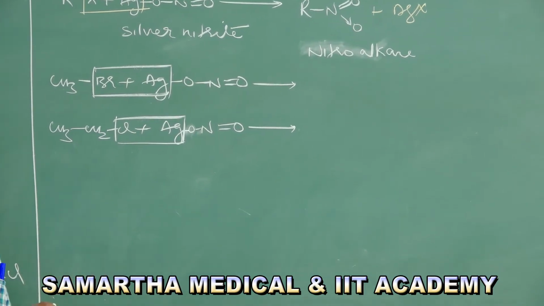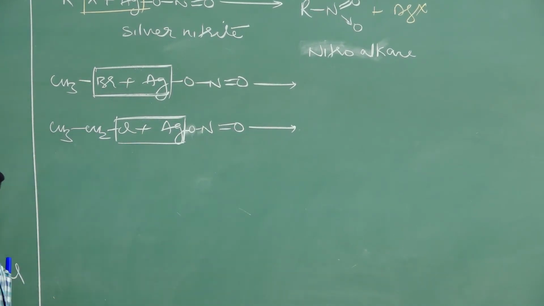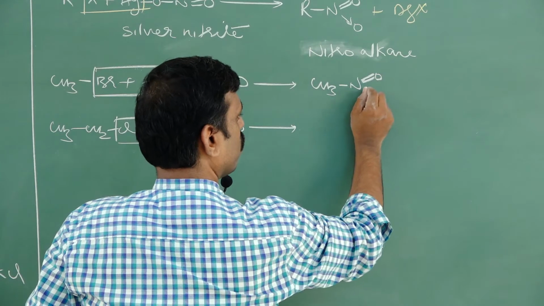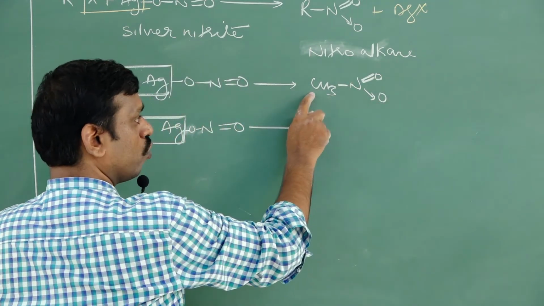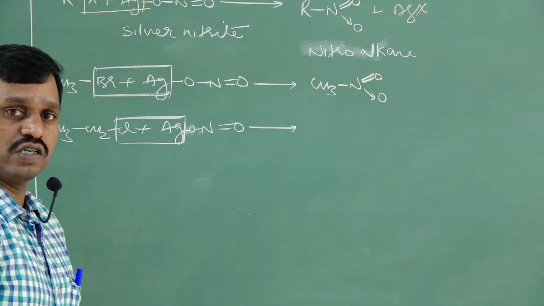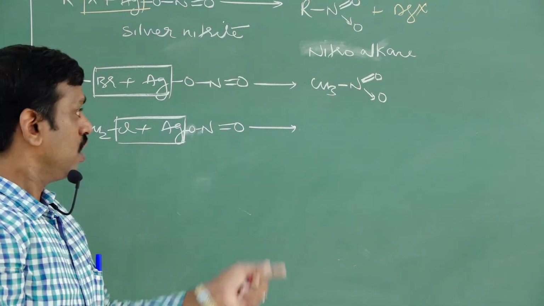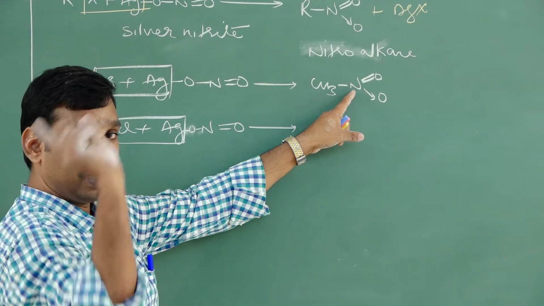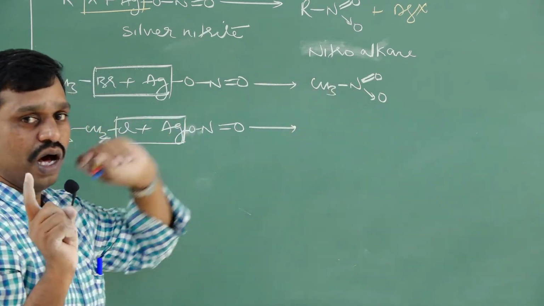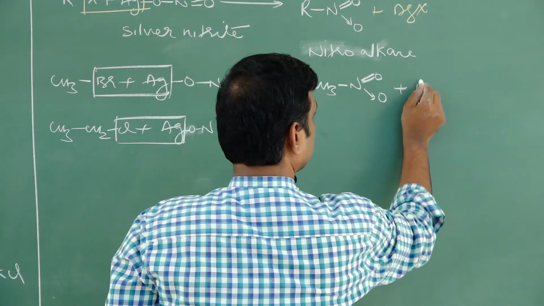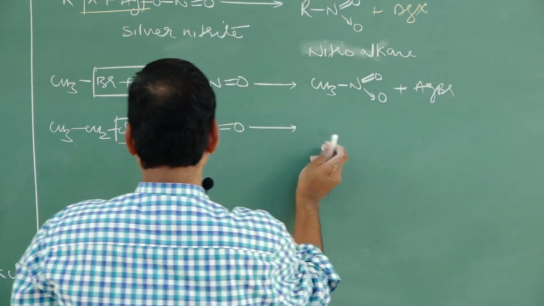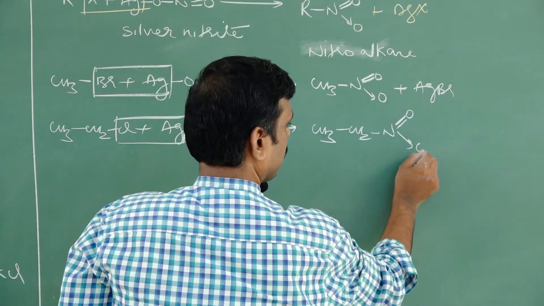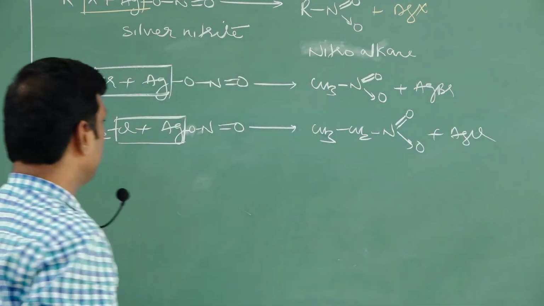But the products are not alkyl nitrite. The products are nitroalkane. So difference is here CH3 N double bond O. Here this alkyl group is attached to nitrogen but not oxygen, whereas in previous case this alkyl group attached to oxygen. So therefore that was alkyl nitrite. This is a nitroalkane. Both are different. Plus silver bromide is the byproduct. Now here CH3CH2, this is as it is, plus AgCl is the byproduct.